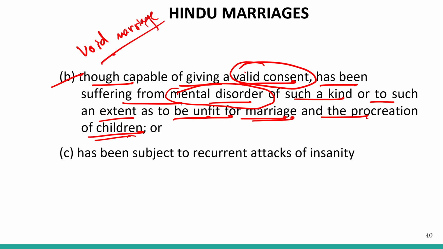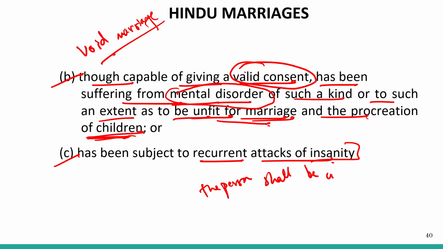If she has a mental disorder of such a kind that she is unfit for marriage and the procreation of children, or has been subject to recurring attacks of insanity, then the marriage shall be considered a void marriage.